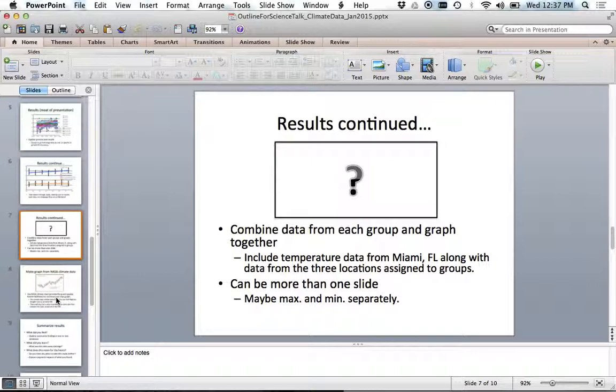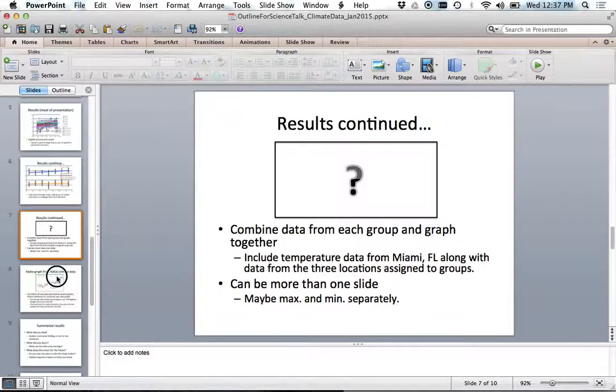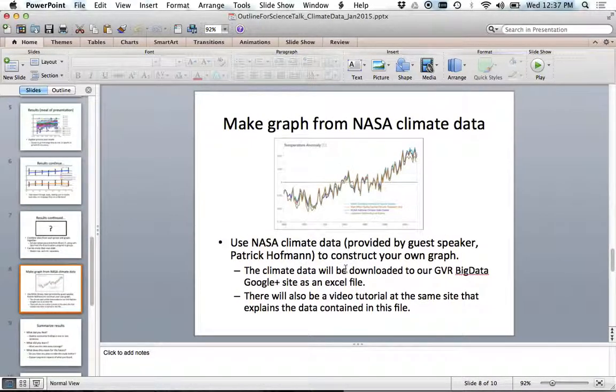Okay? Then, since Patrick was so nice, he downloaded this NASA climate data. I want to thank him. What I want you to do is, again, you're going to combine these areas. Now I want you to make a slide that basically says what's going on in the world, right? We went from cities to the U.S. to now the world. So basically what I want you to do is download this data.